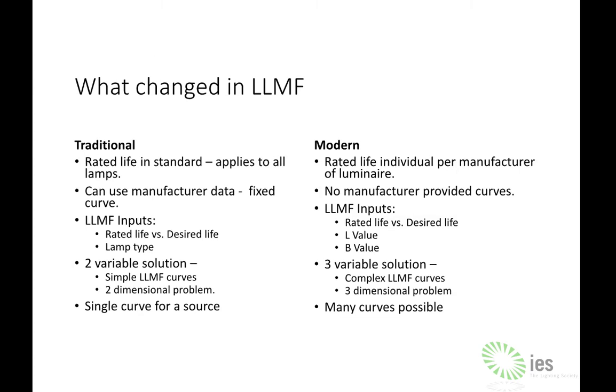So our previous LMF inputs were just the rated life, desired life, that factor, plus the lamp type. Very easy to calculate. Whereas our new LLMF, we've got this life factor, as well as our L value and our B value. And we've turned from having a 2-variable solution, something very easy to understand with a simple input-output, something that worked well in a table, to a 3-variable solution. And once you start talking your rated versus desired life, and your L value and your B value, you're ending up with a 3D cube table.